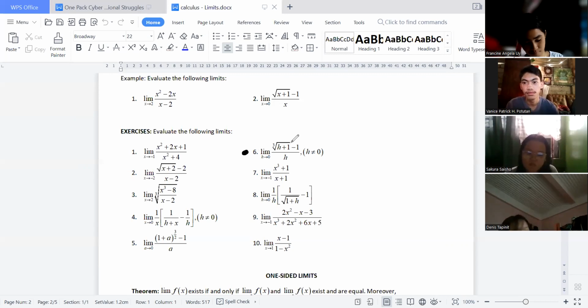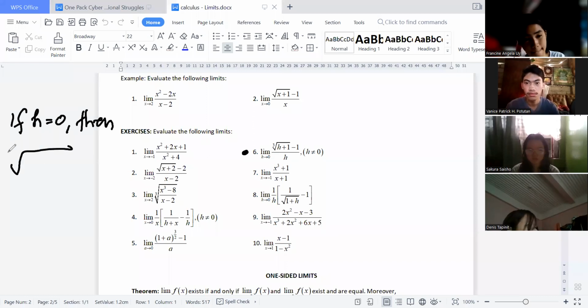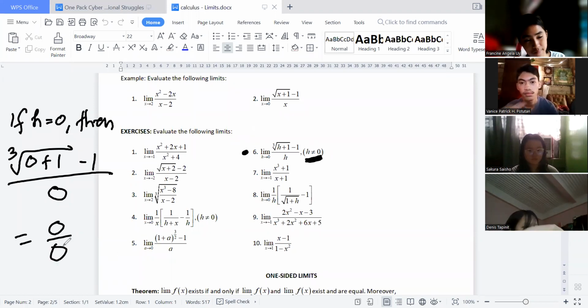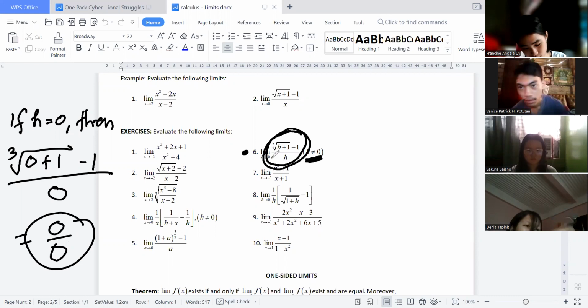So here, this is your function, and this is your fixed point equal to 0. The very first thing that you will do is, if h is equal to 0, then what will happen to your function? It will be the cube root of 0 plus 1 minus 1 all over, obviously, it is now 0. As stated here, h should not be equal to 0, because if it is 0, then your denominator is 0 and it is undefined. If you simplify it further, this is just 1, and the cube root of 1 is just 1. 1 minus 1 is just 0 over 0. So it means you cannot give this as your answer. You should find a function equivalent to this, so that if you evaluate it at the fixed point equal to 0, it will be defined.